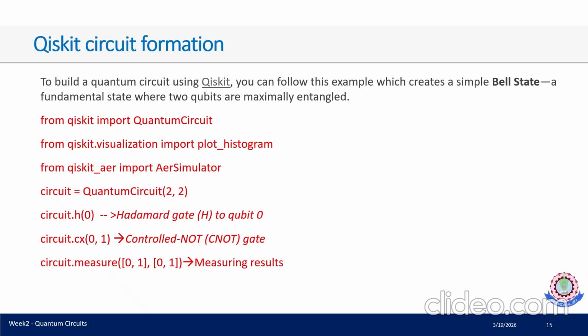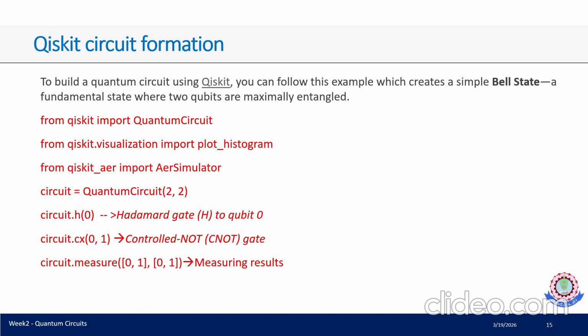So, Qiskit formation. To build a quantum circuit using Qiskit, you can follow this example, which creates a simple Bell state, the fundamental state where two qubits are maximally entangled. The first lines state: from Qiskit import QuantumCircuit, from Qiskit visualization import plot_histogram, and from Aer import simulator. These three lines are useful for importing the quantum libraries inside the quantum simulator.